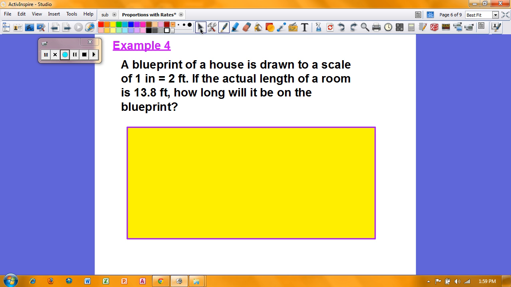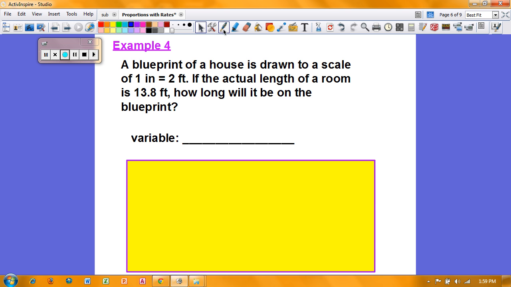Alright, example 4. A blueprint of a house is drawn to a scale of 1 inch equals 2 feet. If the actual length of a room is 13.8 feet, how long will it be on the blueprint? So the variable is whatever we're looking for. It wants to know how long this will be on the blueprint. So we want length. And on the blueprint, it's in inches. So we're looking for the length in inches. And again, I'm just going to use the letter x for my variable.